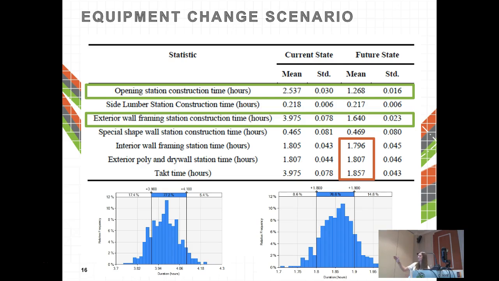We still have some stations that could probably have more value added in them because they have such short times. But in the orange there, you can see how those compare now to the other opening stations. So we're moving towards a more balanced, reasonable production line.